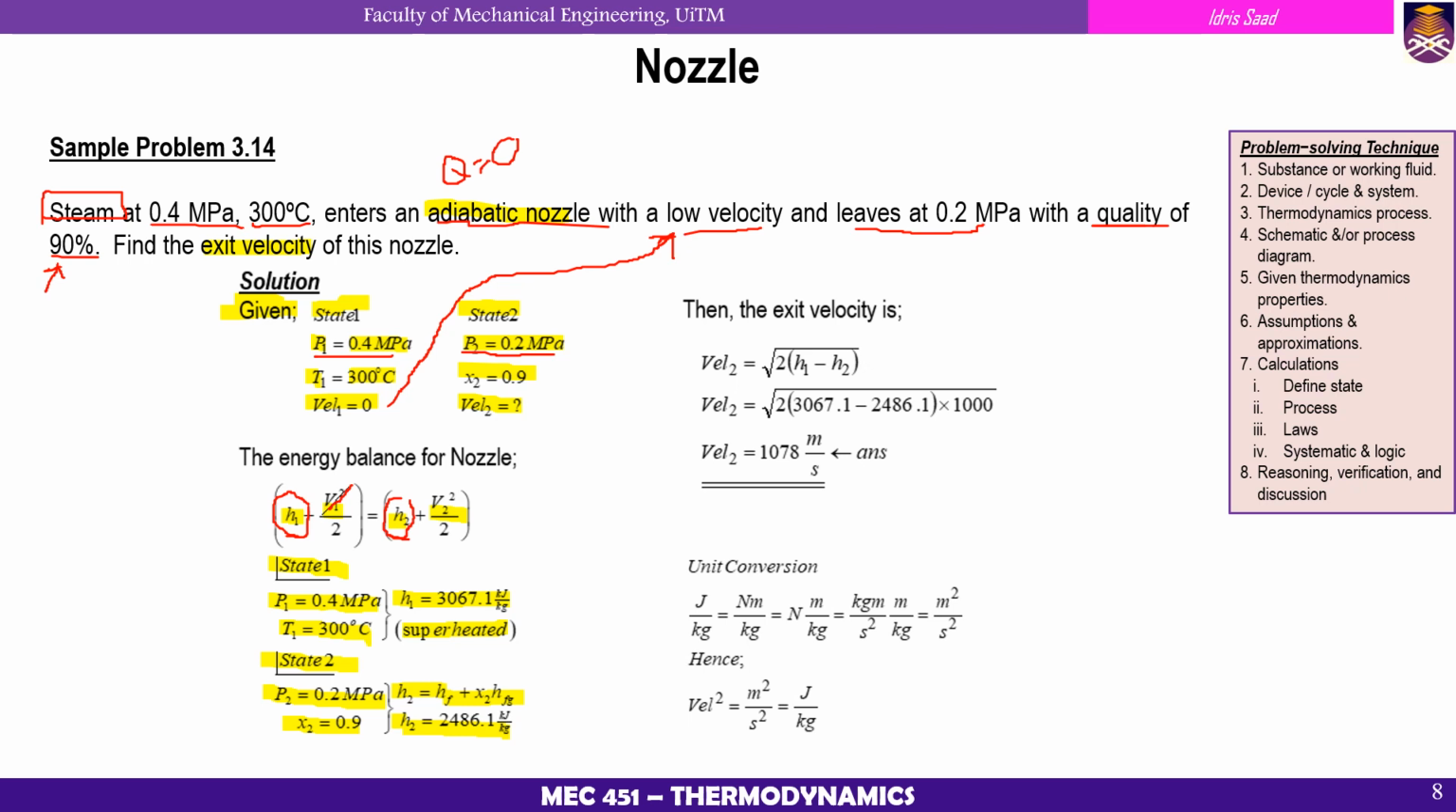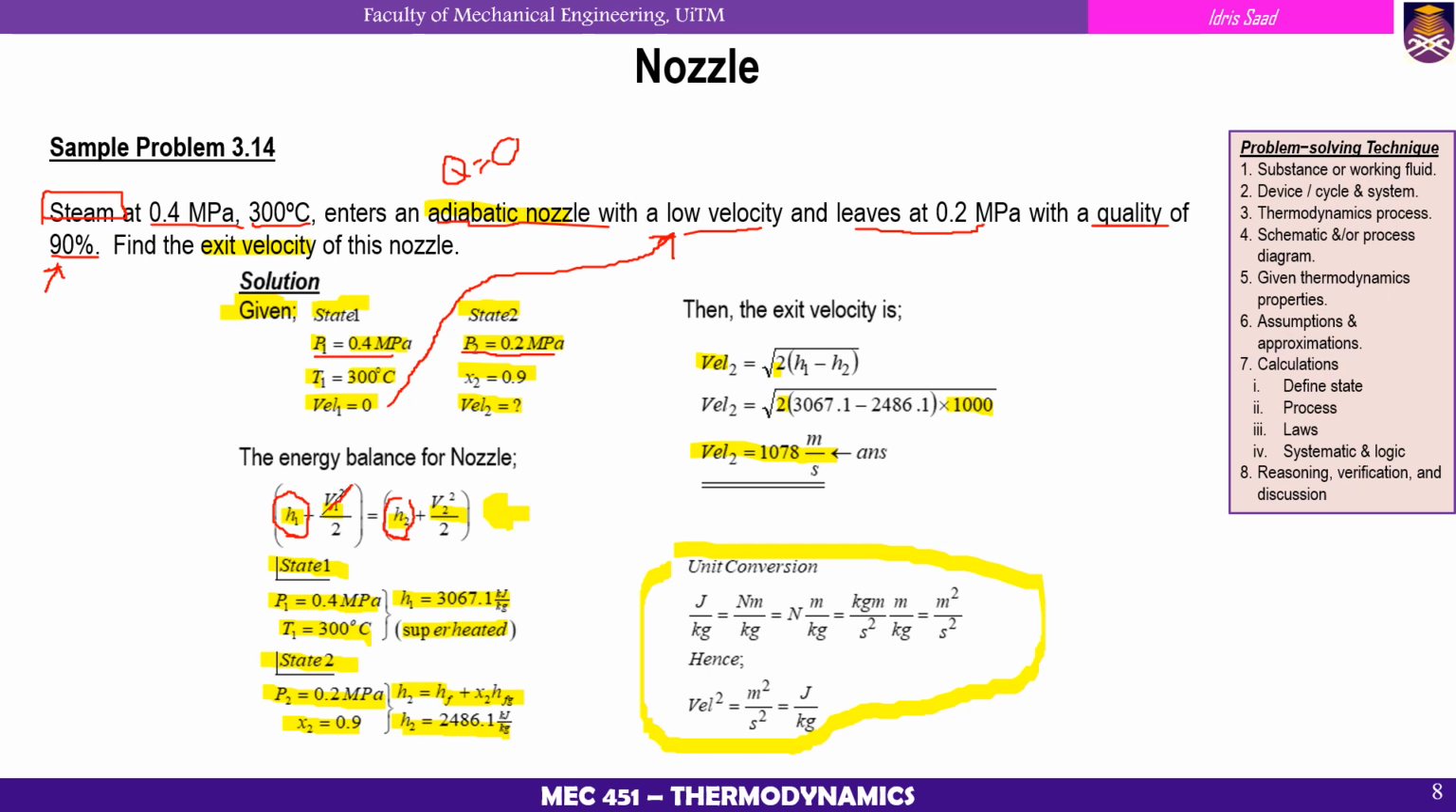So based on this equation, we can rearrange for velocity number 2, which is equal to the square root of 2 times H1 minus H2. We can rearrange the unit here: 2 times 1000 is basically 2000. When we make the calculation, we get the final velocity equal to 1078 meter per second. So this is the unit conversion, in order to convert the unit for the velocity in the kinetic energy.